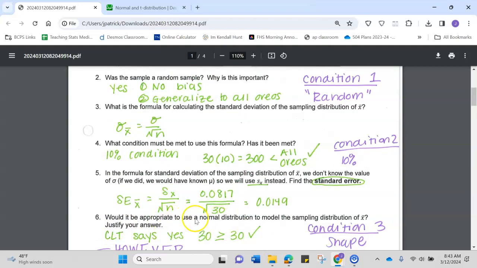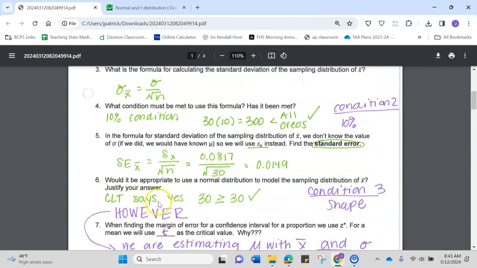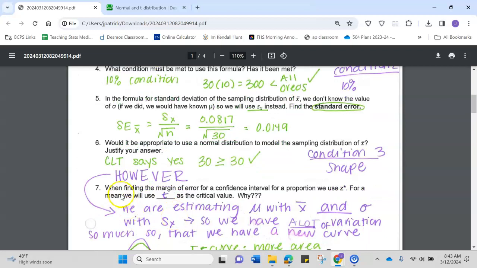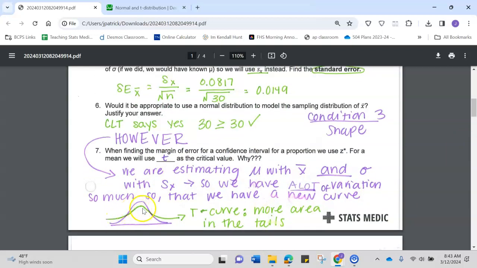So would it be appropriate to use the normal distribution? The central limit theorem says yes. However, when finding the margin of error, blah, blah, blah. Basically, what I'm saying is when finding this standard error and we use the sample standard deviation, we're estimating now with so much variation that we have a totally new curve. So I would try your best to draw. You can see in purple, I have my best drawing of a normal curve. And in green, I have a t-curve where there's more area in the tails and a lower peak. So the t-curve, jot down, has more area in the tails. You can also say it has a lower peak. You probably want to pause the video and jot this all down for a minute.